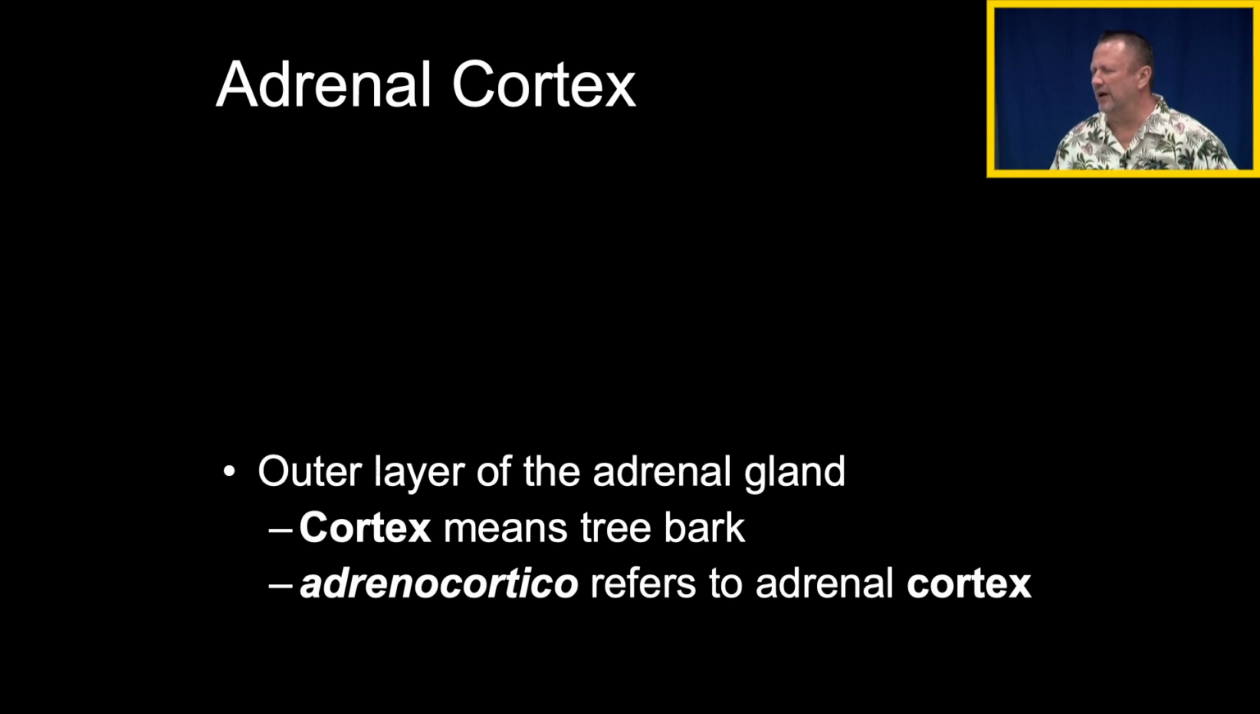All right, so the outer layer means cortex, which means tree bark. The outer layer of the adrenal gland is referred to as the cortex. That comes from Latin tree bark, I believe. So when we talk about adrenocortico, we're talking about adrenal cortex, and we won't even see that adreno word used to refer to adrenal cortex stuff. We'll just see cortico words used to refer to adrenal cortex hormones.